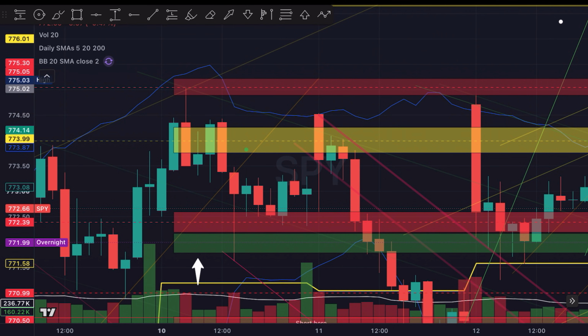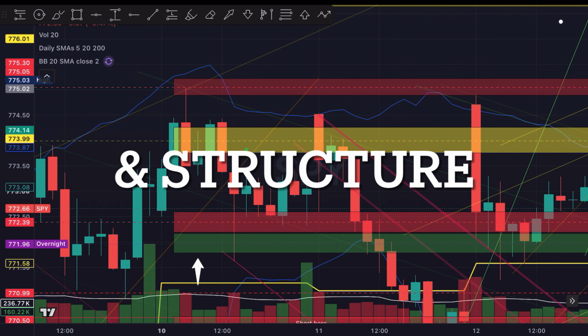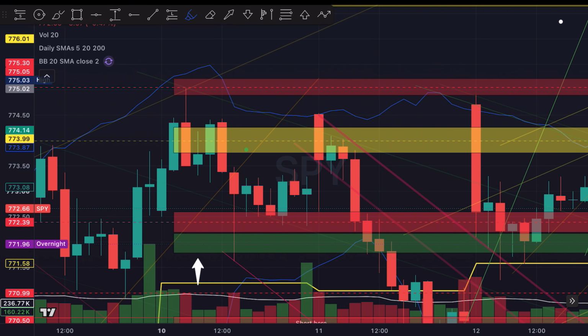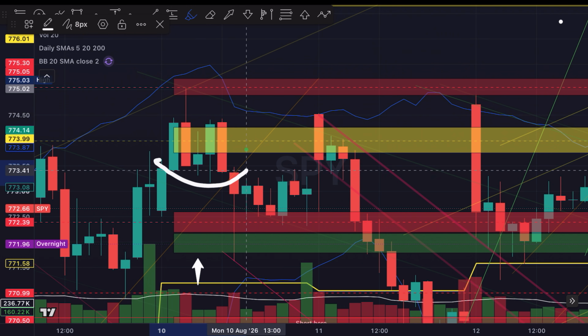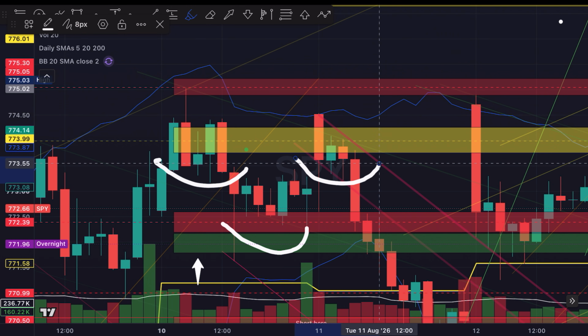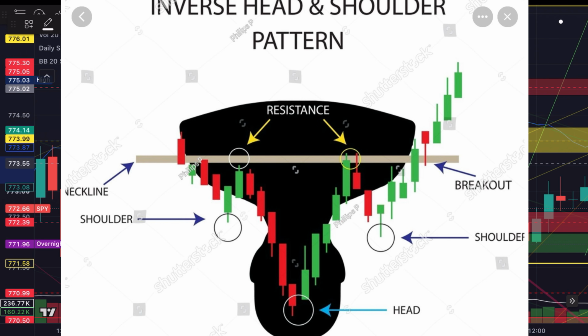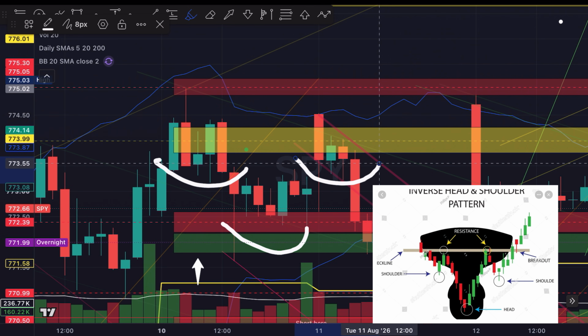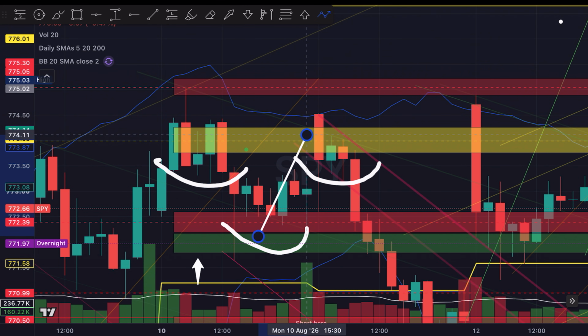So the first thing I want us to understand is that the market has to move off of liquidity. Everything has to move off of liquidity, right? So this pattern I'm showing you right now is an inverse head and shoulders pattern, right? So the bulls like to grab the liquidity off of the right shoulder to push up, right?